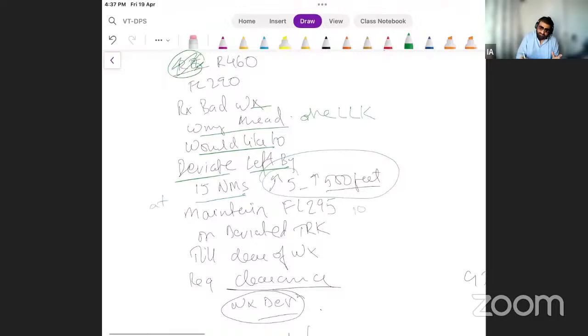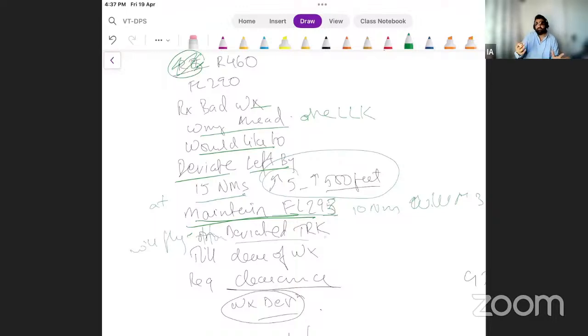at 10 nautical miles, will climb 300 feet, then maintain flight level 29 or 3, or maintain flight level 2903, will fly parallel on deviated track.